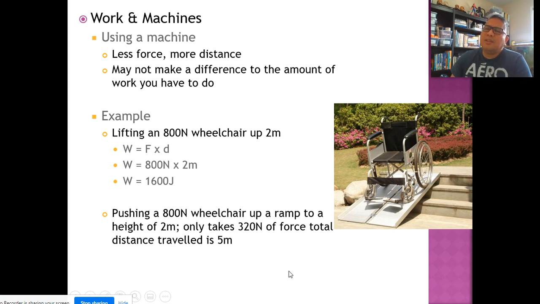Now, if you decide, you know what, wheelchairs have wheels anyway, right? Why not use them? So I will look for a ramp. Now, instead of lifting it using 800 newtons of force, I will just push it with 300 newtons of force. But in this case, you need to travel 5 meters. So notice, more distance, but you use less force.